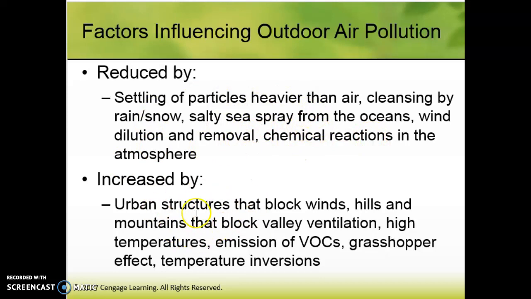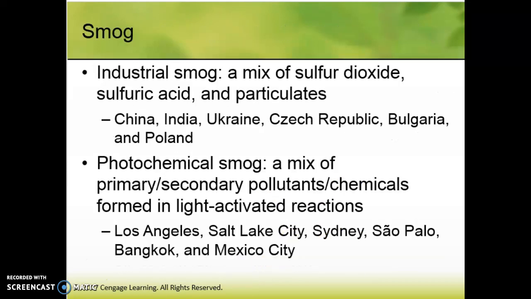Wind dilution and removal, chemical reactions in the atmosphere, all those things are going to reduce air pollution. These things are going to increase air pollution: urban structures that block winds, because it doesn't allow things to be dispersed or diffused. Hills and mountains, same deal. So if you're in a valley that has a major city, like Chattanooga, you've got a really good chance of building up these VOCs and causing issues like a temperature inversion or a thermal inversion.